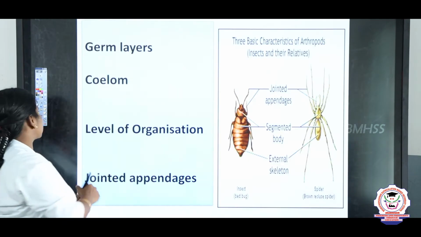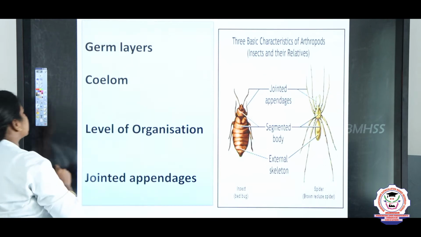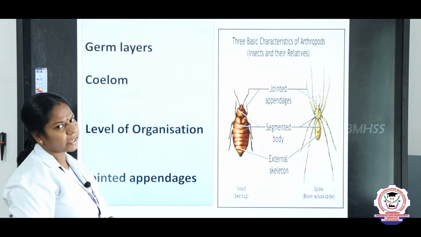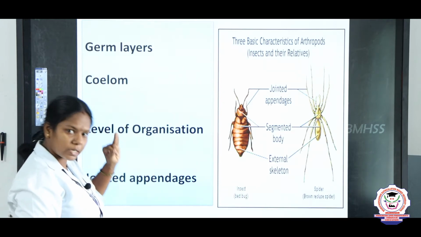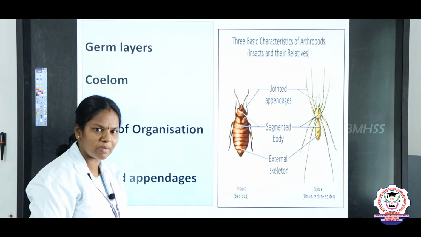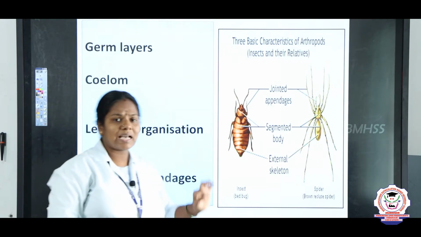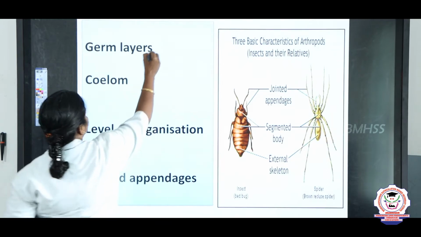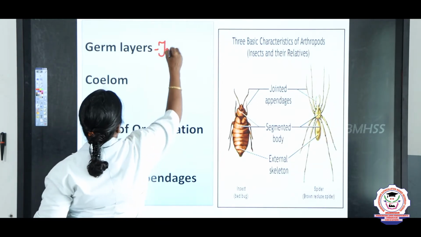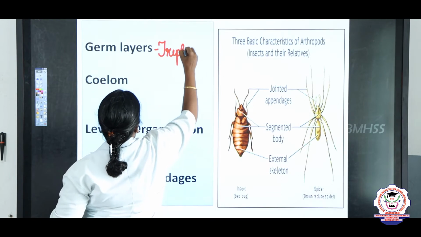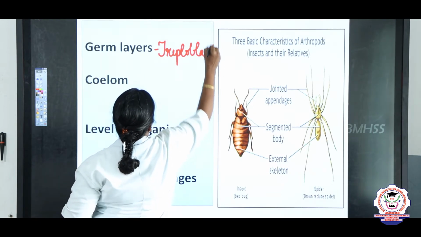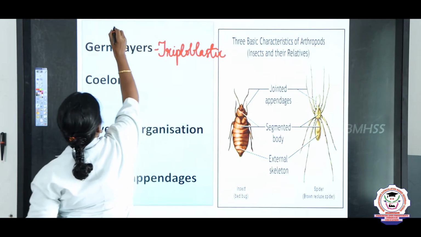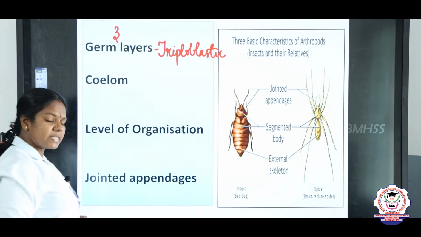Now we are going to discuss some of the characteristic features. First, the germ layers. What is a germ layer? Ectoderm, endoderm and mesoderm. These are all the germ layers. So Arthropoda possesses the 3 germ layers, so we can call this triploblastic. It is triploblastic because it possesses how many layers? 3 germ layers.